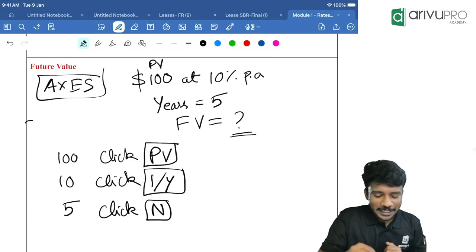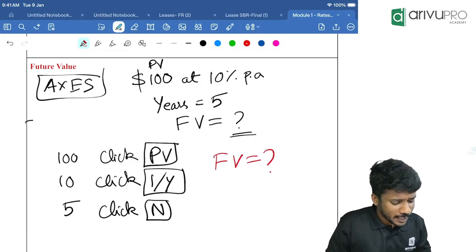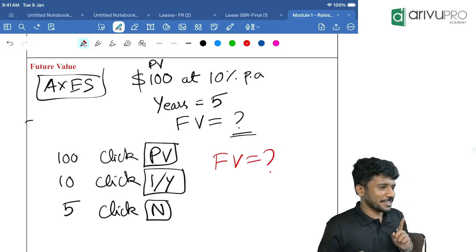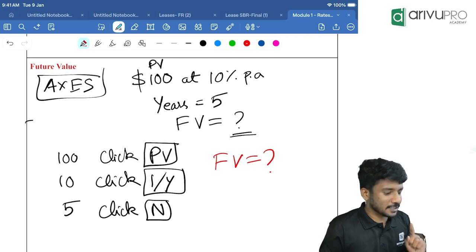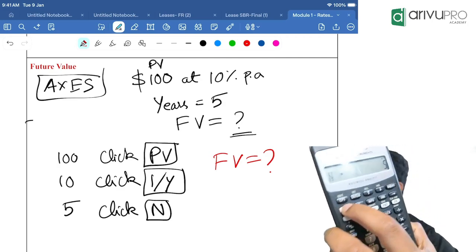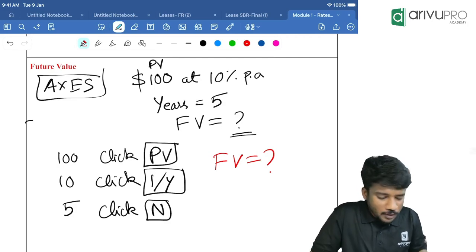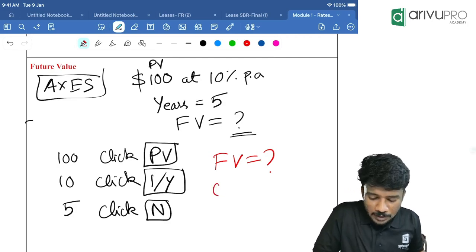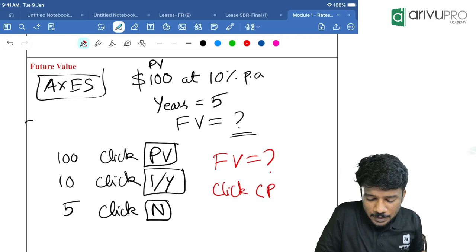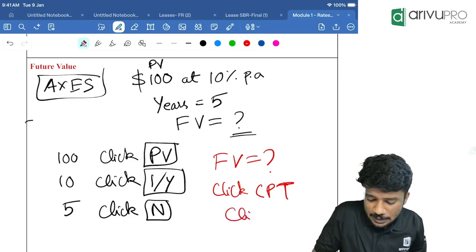Now, what are we finding? We are finding future value. Will you directly click future value? No. If you directly click future value, you will not get the answer. There is something called the CPT button on top, right? CPT is nothing but compute. So click the compute button, click CPT, then click FV, the future value button.